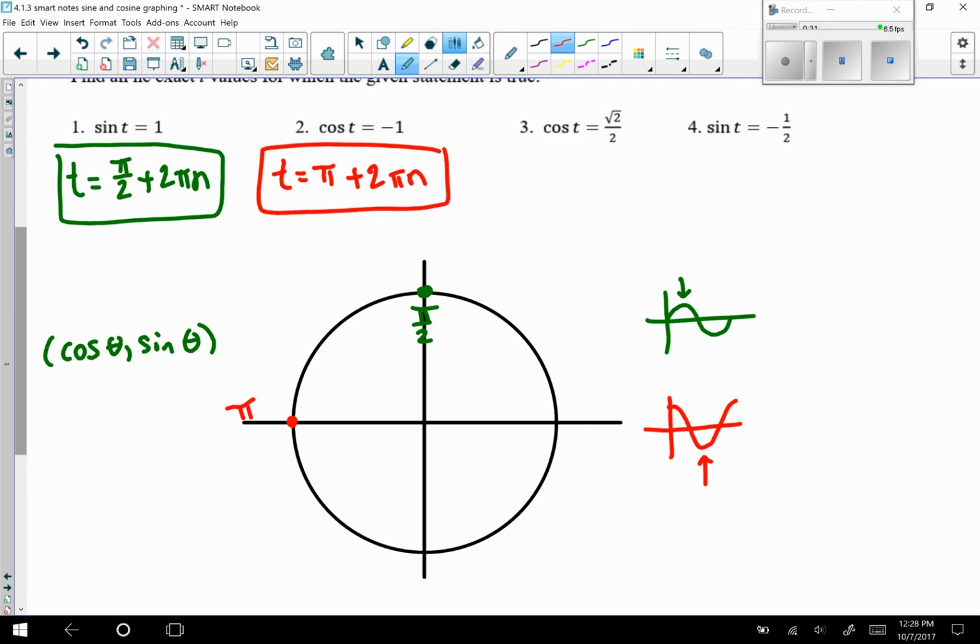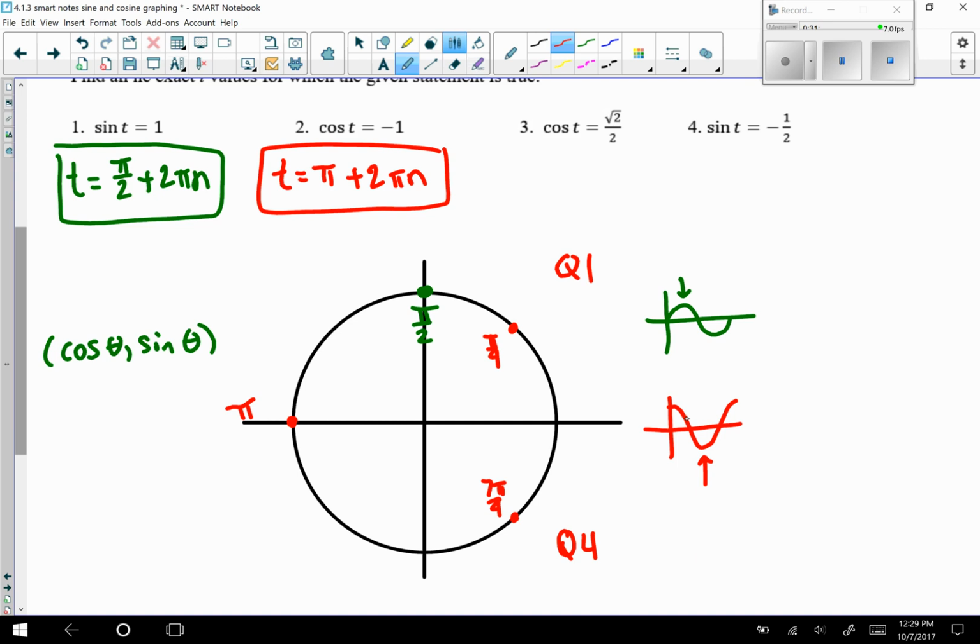If I now look at root 2 over 2, so on my circle, remember that cosine is positive in quadrant 1 and quadrant 4, because that's where your x values are positive. So root 2 over 2 hits here, and it hits here, so at pi over 4 and at 7 pi over 4. So now in one wavelength, we actually have two solutions.